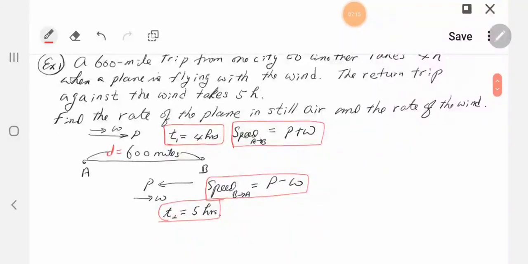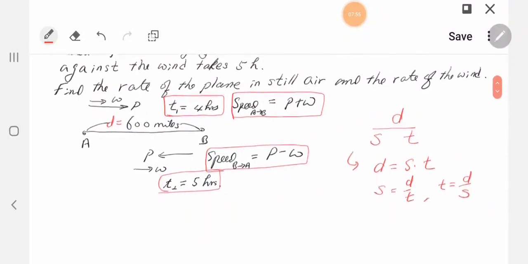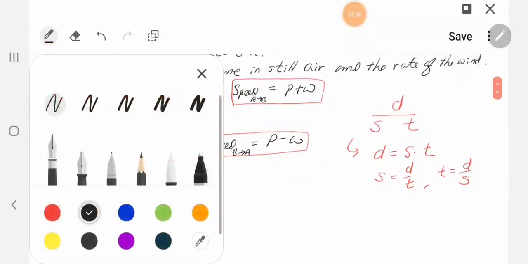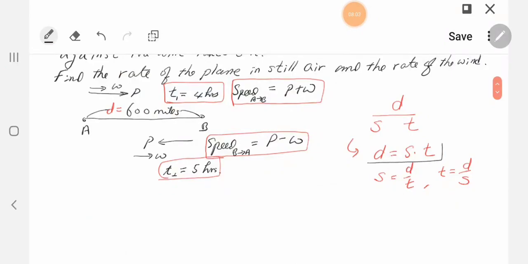So using this, we will set up two equations. One equation comes from flying from city A to B, and the other equation comes from when you return from city B to A. Do you remember the formula DST? This formula implies that distance is equal to speed times time, or the speed is distance over time, or the time is distance over speed, right? So let's set up two equations.